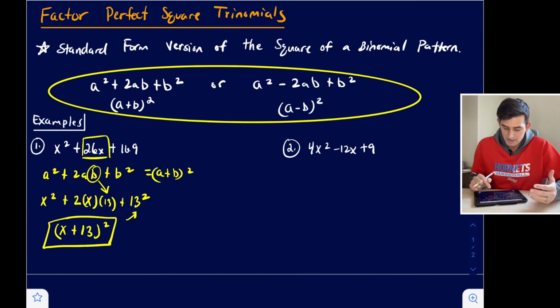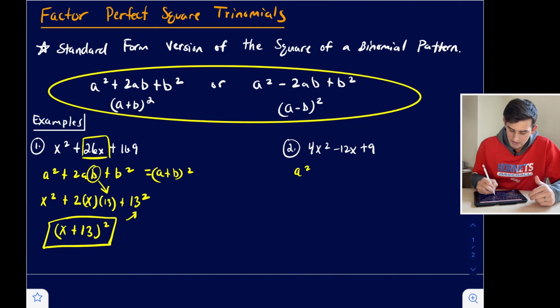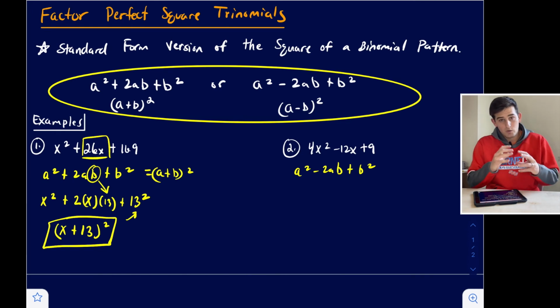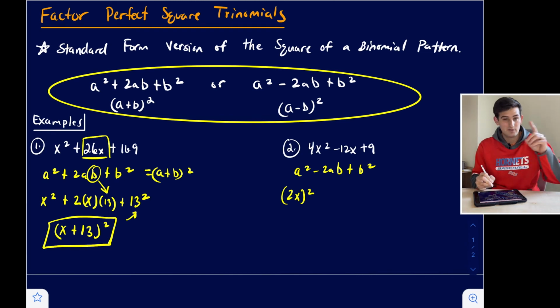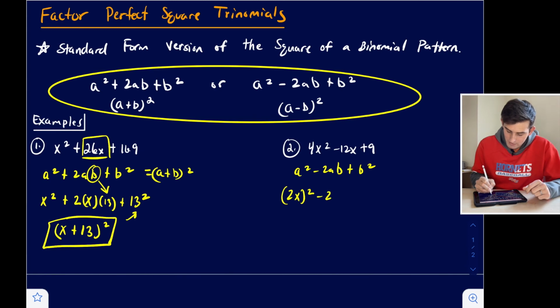But we look at this one and we say, okay, 4x squared minus 12x plus 9. We see that subtraction sign in there, so we're going to say a squared minus 2ab plus b squared. So in order for us to get 4x squared, we had to have started at 2x, right? Because (2x) squared, we would square the 2 and the x, which would give us 4x squared. Minus, this 2 is part of our formula, right, or our pattern. We just decided that a was 2x, and now we have to figure out what b is.